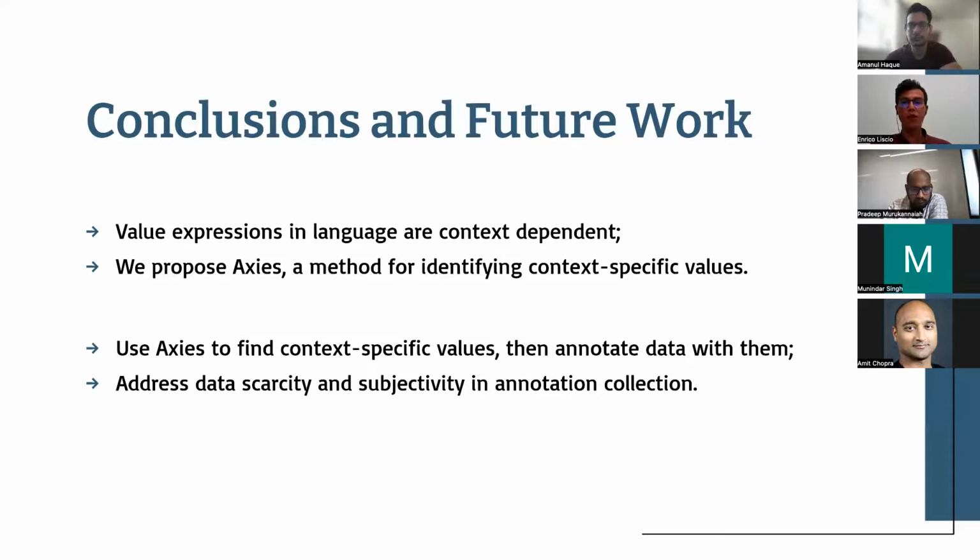Although the problem is that if we do this, for every new context we have new values, so we need to collect new data. So we're going to have a problem of data scarcity. And value annotation is subjective, so we will need to make sure that we take diversity into account. So these are our next steps that we're going to be working on.